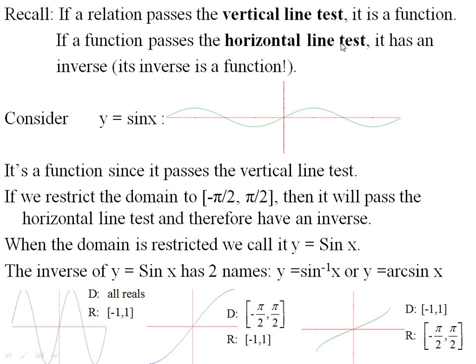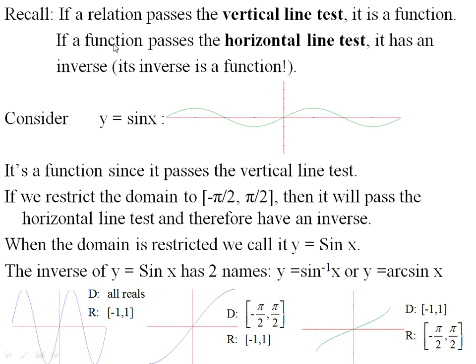Whenever we're talking about inverses, it's always good to go back and remember the vertical line test and the horizontal line test. The vertical line test tells us whether or not our equation represents a function. If a relation passes the vertical line test, we call it a function. Remember, a relation is just any equation that relates the variables x and y. To pass the vertical line test, you have to be able to draw a vertical line through your graph at any point and have it cross in no more than one place, and then it is a function.